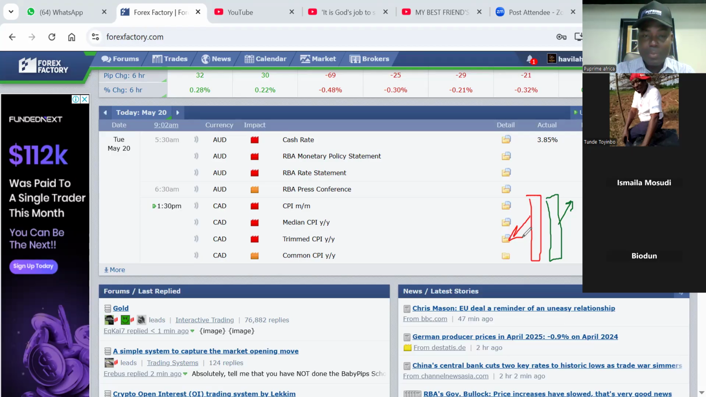The other scenario is the possibility that some of the data may conflict, where some may be good for the Canadian dollar and the other may be bad for the Canadian dollar simultaneously. That may lead us to a spike. But I'm going to flip over now to the charts to have a clearer picture of what to expect this afternoon from Canada.